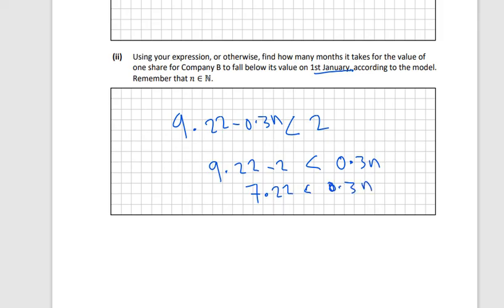If I divide 7.22 by 0.3, it gives me 24.07. n is greater than 24.07. Therefore, it would take the 25th month. So 25 months.